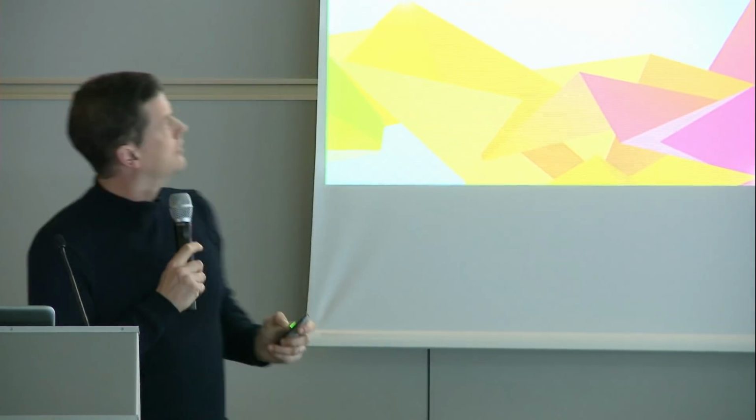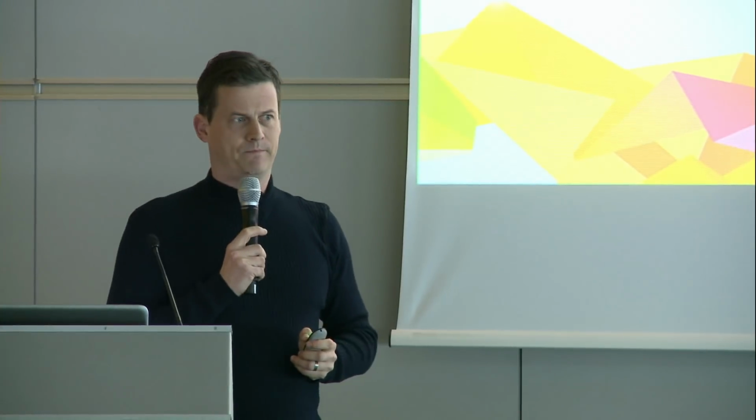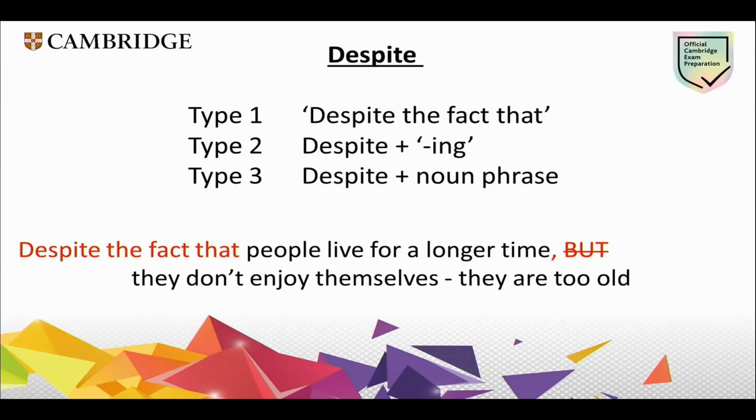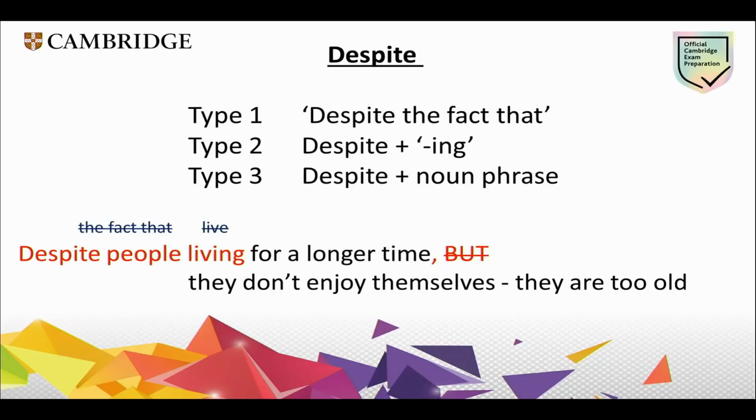But do that. Bam, you are up a stage. It suddenly becomes more of a complex sentence. Despite the fact that this happened. And show them, despite, or strip out the fact that, and then change the verb form.